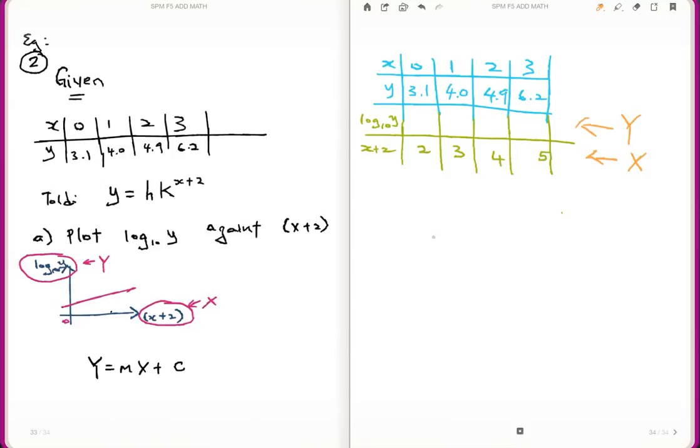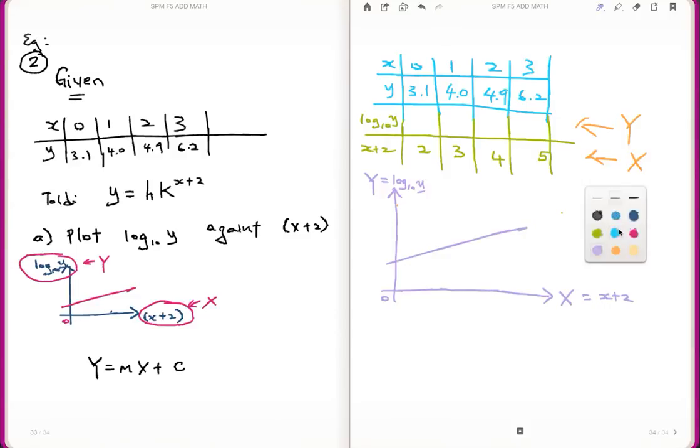Once you have a graph paper, if you draw it correctly, all you need to do is get a best straight line that looks like this. Capital Y is my log 10 small y. This capital X is x plus 2. So this is my 0. You get a straight line, the best straight line.